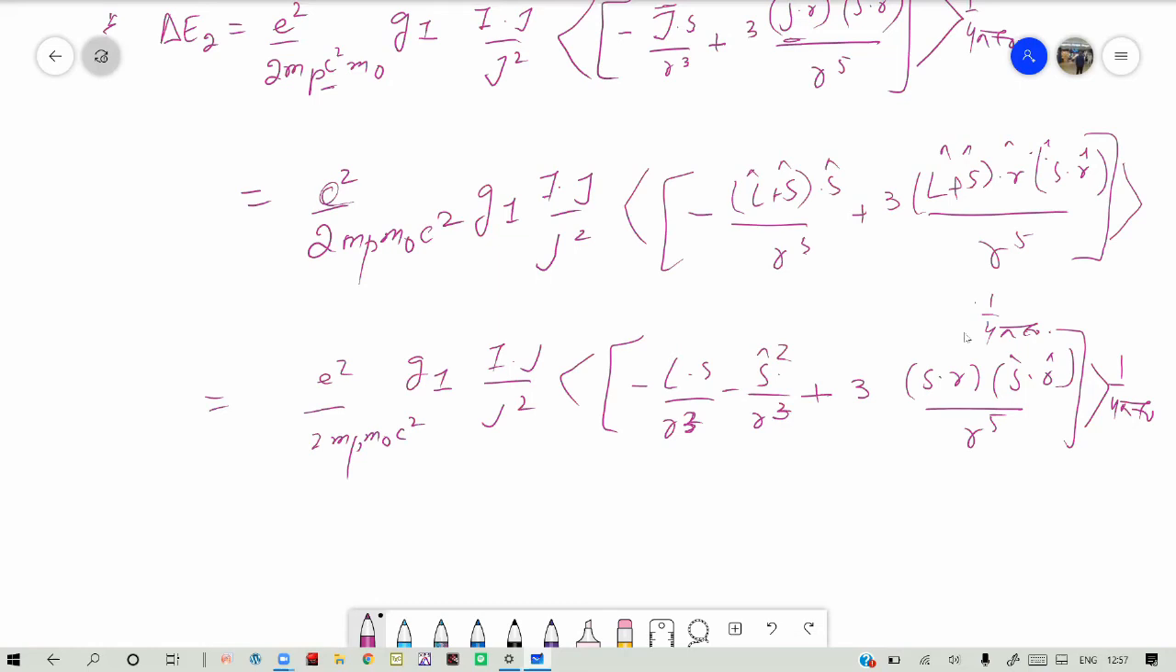Just see this expression. When you expand these two terms, if you multiply it, it is l dot r into s dot r first, plus s dot r into s dot r. So e square by 2 mp c square, I dot j divided by j square, l dot s divided by r cube, minus s square by r cube plus 3 s dot r into s dot r.